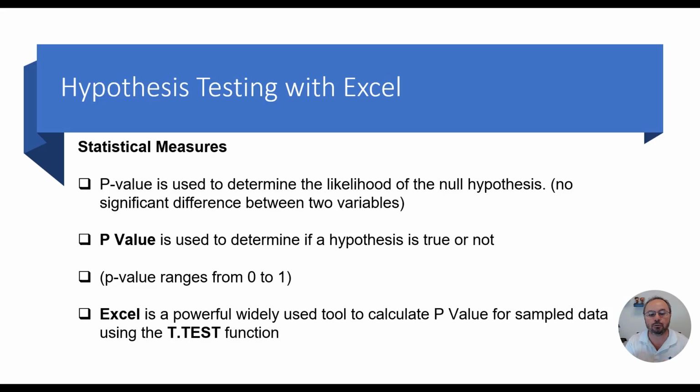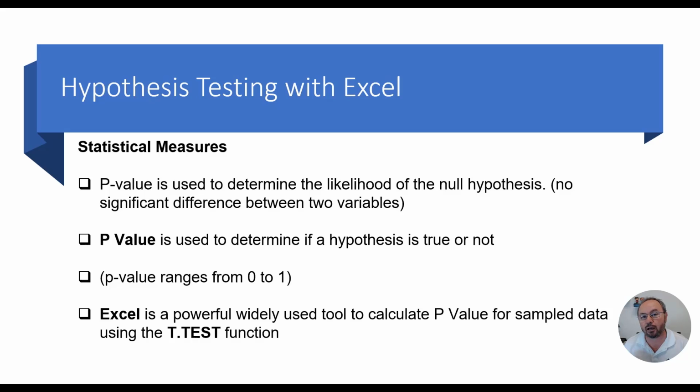P-value is what we would use to determine if a hypothesis is true or not. So we need to understand the p-value ranges, which are 0 to 1. We could use Excel to do this in most cases. It is actually quite widely used to simply calculate the p-value. And we could also use what's called the t-test as well. This is a function that's built in.